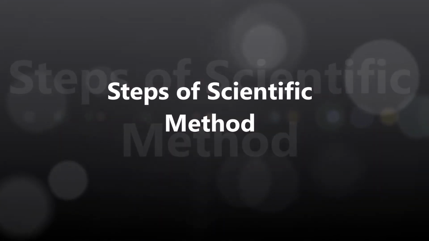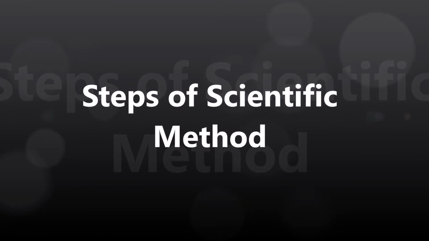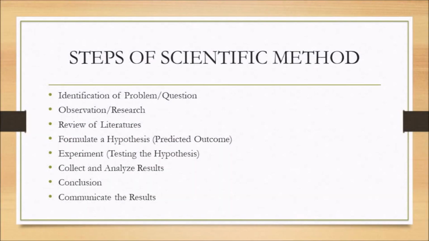Next we will see the steps of the scientific method. The steps of the scientific method are: the first one is the identification of a problem or a question. Second one, observation or research. Third one, review of literature. Fourth one, formulate a hypothesis, that is predicted outcome. Then the fifth one, experiment or testing the hypothesis. Collect and analyze the results. Conclusion, and the last one is communicate the results.